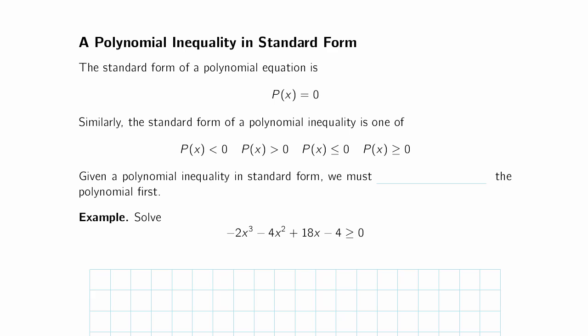If we have a polynomial inequality in standard form and we want to solve it, just like a polynomial equation, we factor it first. So that's the only new step given a polynomial inequality in standard form. Instead of being given the polynomial factored, we have to factor the polynomial.